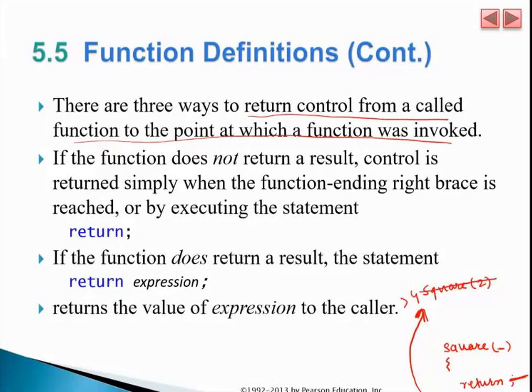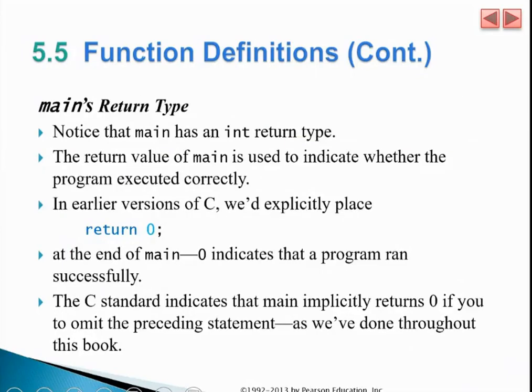It will return either by return semicolon, or by return expression, or by not writing anything, just the closing curly bracket. Okay, so this is how the control from the called function is returned to the caller function. Okay, so return is having main type. The return value of main is used to indicate whether the program executed correctly. Therefore, the output is of integer type.